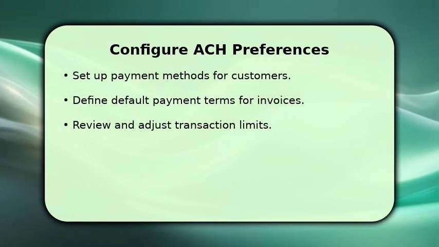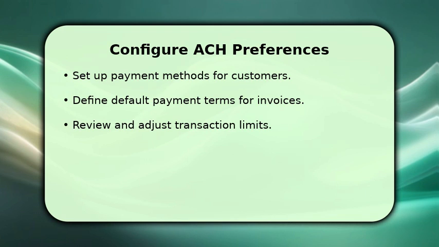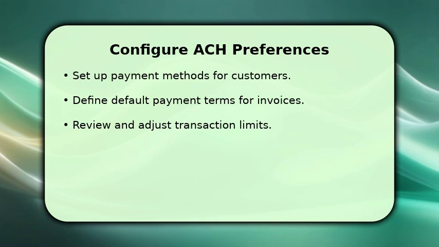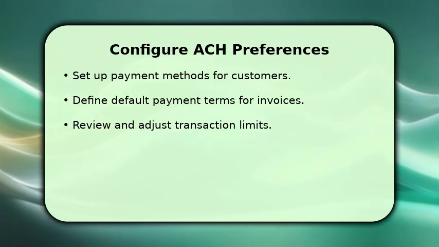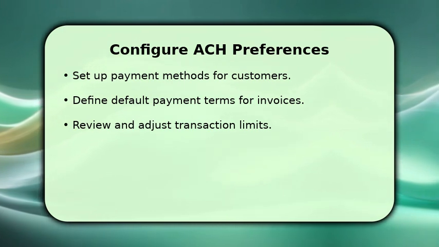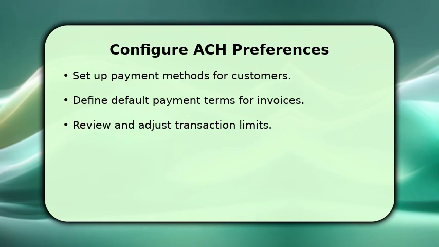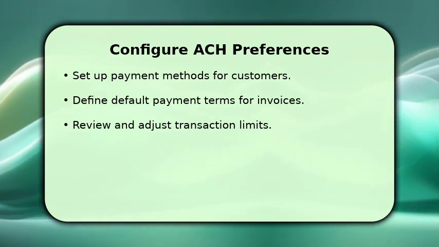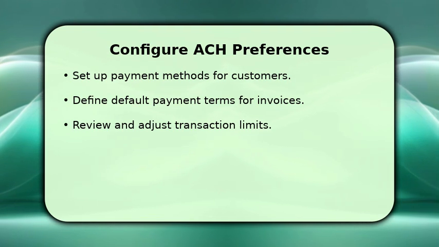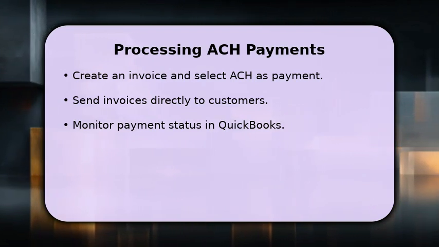Once your bank is connected, it's time to configure your ACH preferences. You can specify which payment methods your customers can use, including bank transfers. Also, set your default payment terms for invoices, like net 15 or due on receipt. Don't forget to review and adjust any transaction limits to match your business needs, ensuring flexibility and control over your finances. With everything set up, processing ACH payments is straightforward.